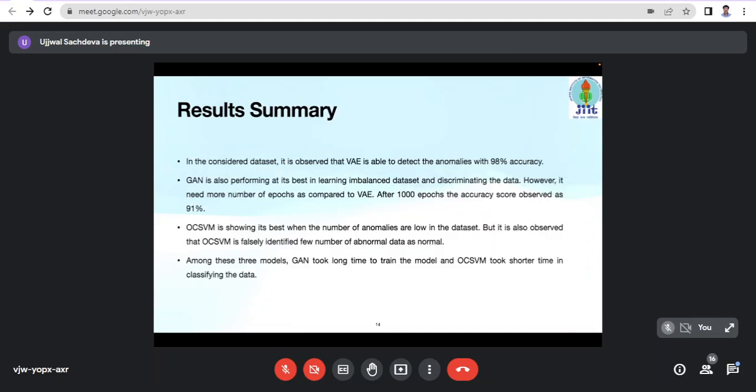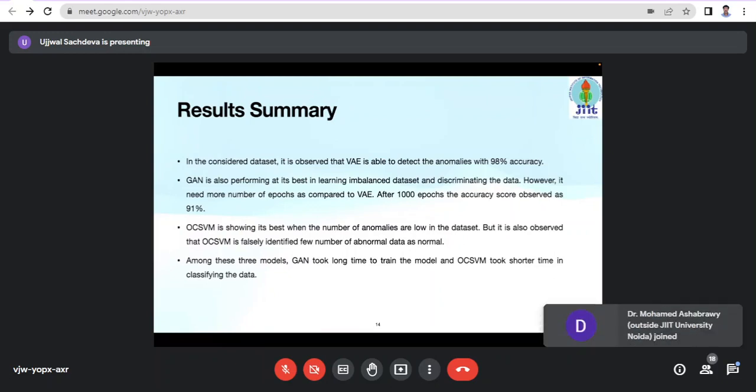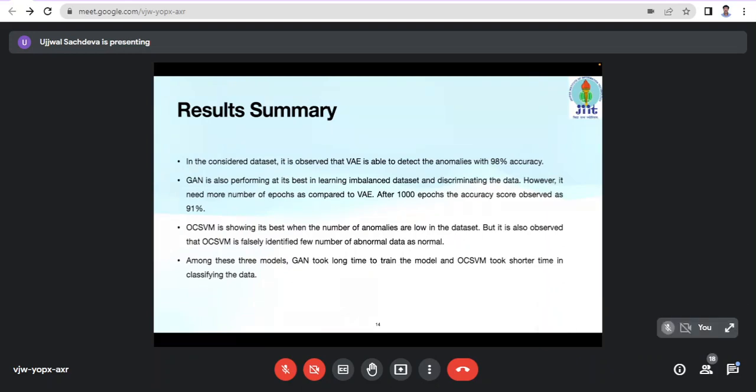Result summary. In the considered dataset, it is observed that VAE is able to detect the anomalies with 98% accuracy. GAN is also performing at its best in learning an imbalanced dataset and discriminating the data. However, it needs more epochs as compared to variational autoencoders. After 1000 epochs, the accuracy score observed is 91%. OCSVM is showing its best when the number of anomalies is low in the dataset. But it is also observed that OCSVM is falsely identifying a few abnormal data as normal. Among these three models, GAN took a long time to train the data and OCSVM took a shorter time in classifying the data.